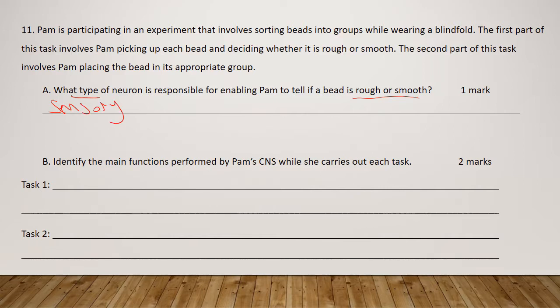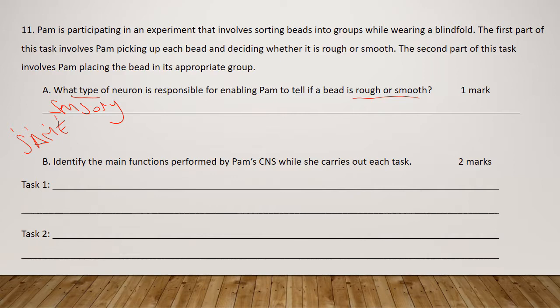Now, just a tip, remember SAME. Sensory is also known as afferent. Motor is also known as efferent, okay? In VCAA, they can call sensory neurons afferent neurons and vice versa, okay?